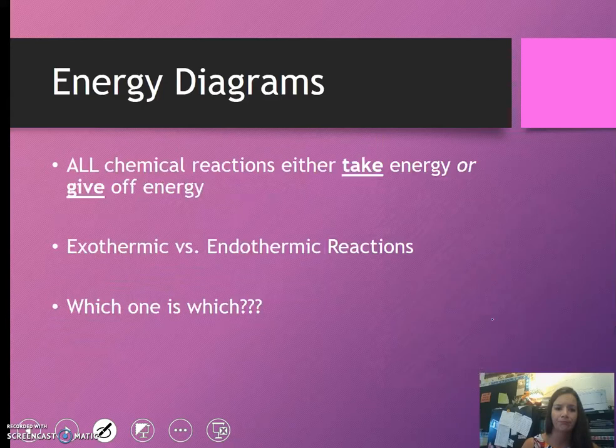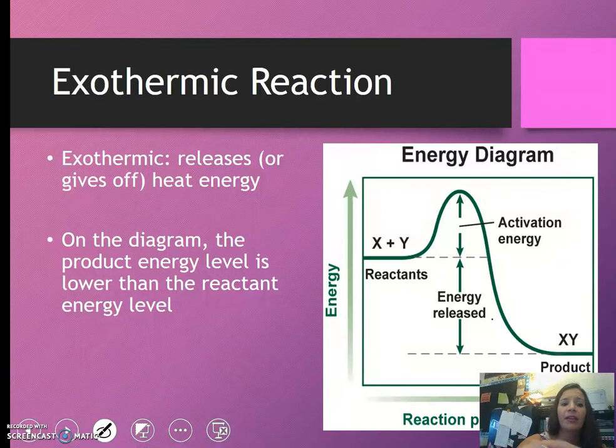So all chemical reactions then are either going to take energy or give off energy. And there's 2 types, exothermic and endothermic. So how do we tell which one is which? The exothermic, think exo, right? Releases or gives off heat energy. So on the diagram, the products, which you see right here, their available energy is going to be lower than the starting energy of the reactants. So you're going to go downhill.